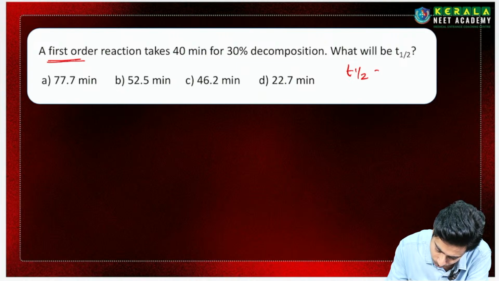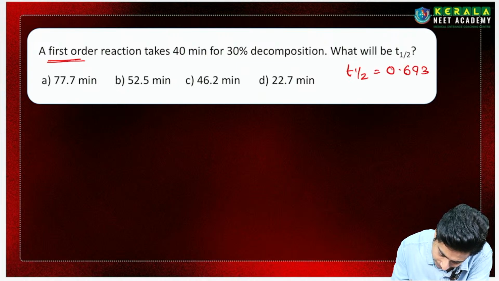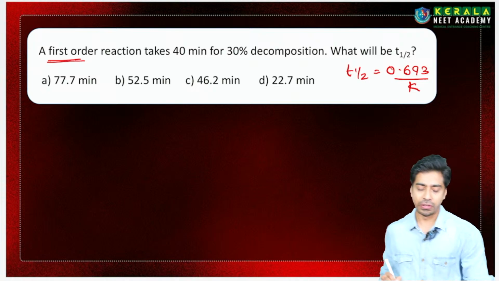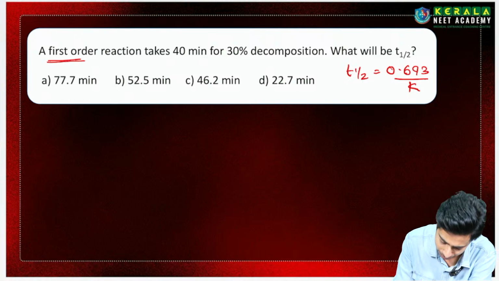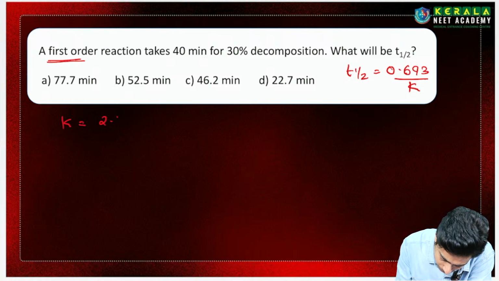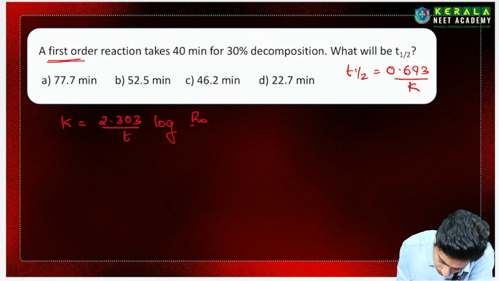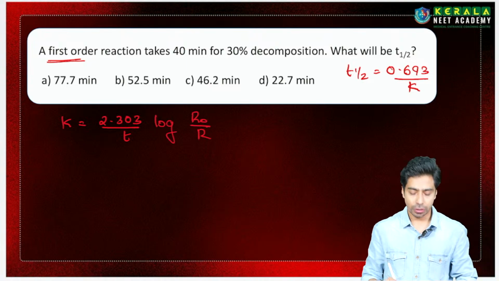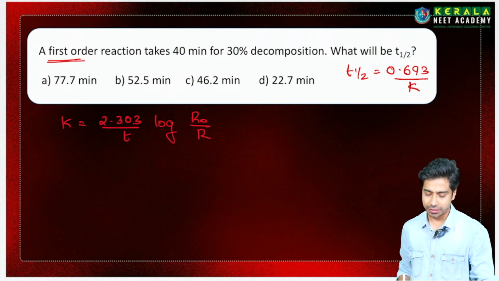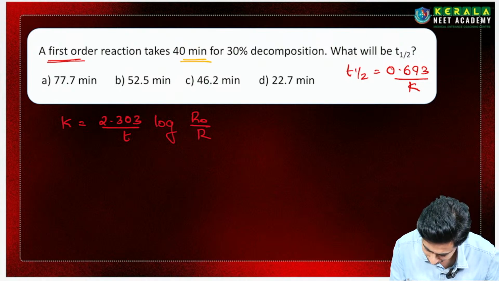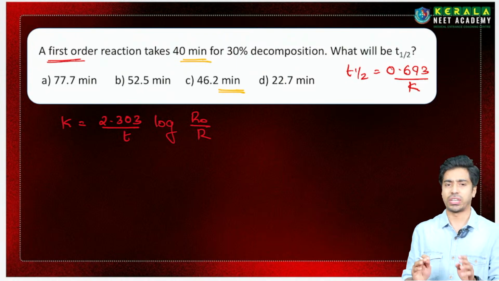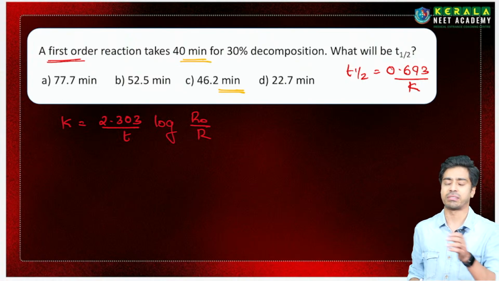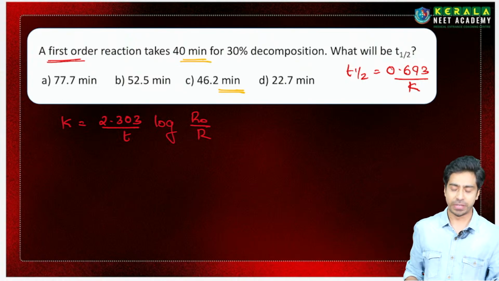T half is equal to 0.693 divided by K. We have K is equal to 2.303 divided by T log R0 divided by R. See here, the time is given in minutes and the answer is also asked in minutes. Always check the units: sometimes the question is in seconds and the answer in minutes. The unit must be the same.